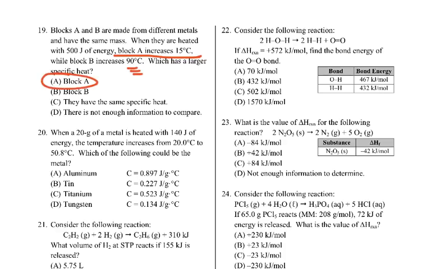When 20 grams of a metal is heated with 140 joules of energy, the temperature increases from 20 to 50.8. Which of the following could be the metal?